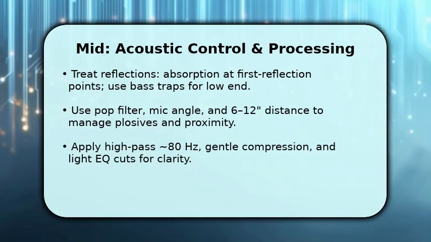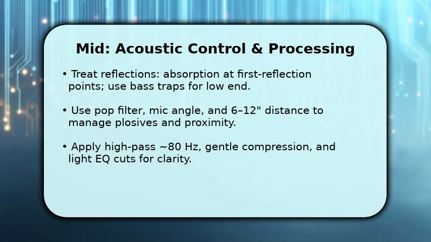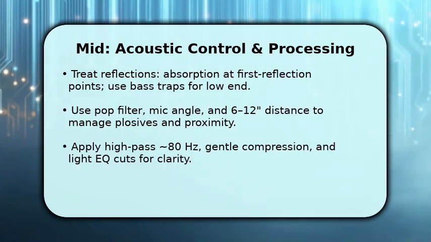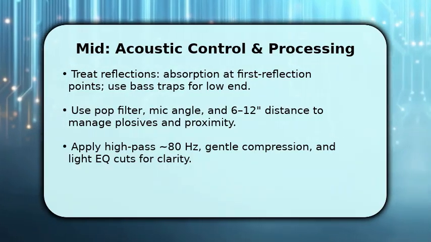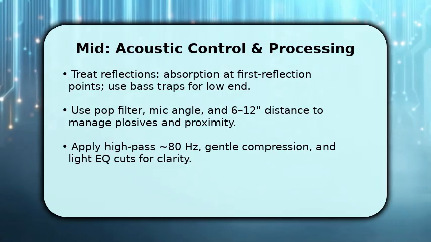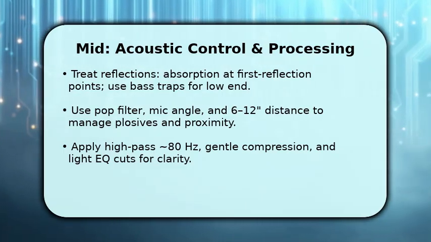Now address the room and the signal chain to get a clean take. You should reduce reflections with absorption panels at first reflection points and add bass traps for problematic low frequencies. This changes what the mic actually captures.